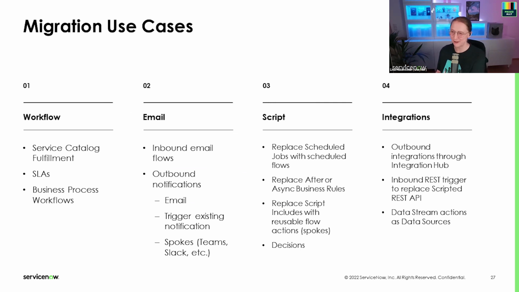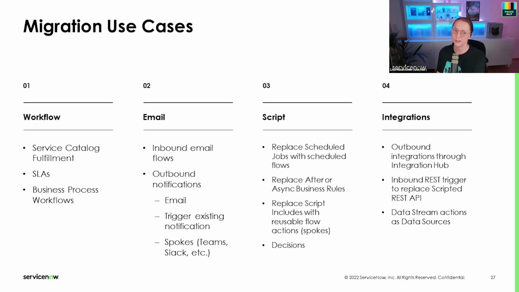And then the third bucket would be scripting, custom scripting. So replacing scheduled jobs with scheduled flows, replacing after or async business rules with flows, replacing script includes with reusable flow actions, also called spokes. As we said before, if you want to take the iterative approach and you don't want to create everything at the same time, you can create custom actions and just call the script includes. And then lastly, of course, replacing complex if-then-else and case switch statements with decisions.